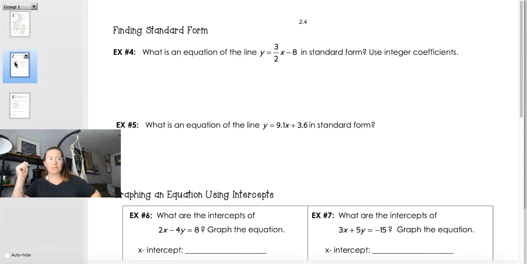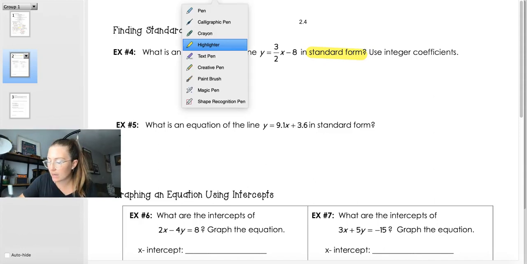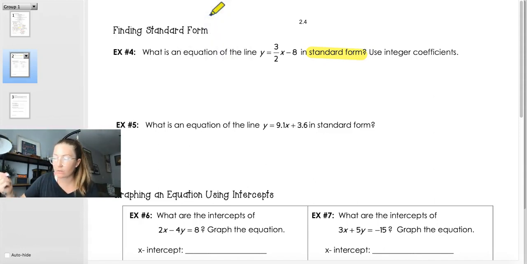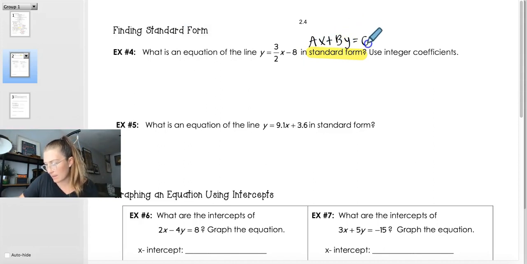Alright, so this one says, what is the equation of a line y equals 3/2 x minus 8 in standard form? Use integer coefficients. So let's go ahead, highlight standard form. We want to put this in standard form. Standard form, again, one of our least common ones we see, but you still should know it. So standard form goes ax plus by equals c.